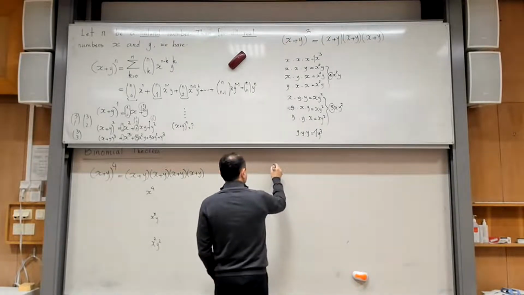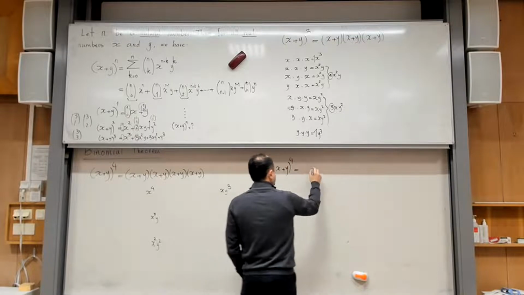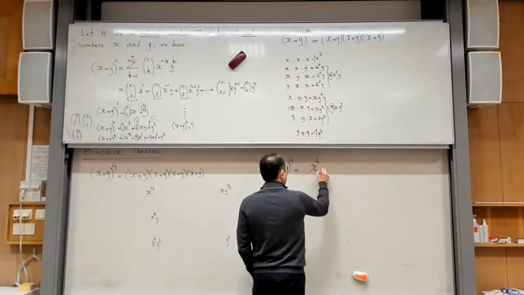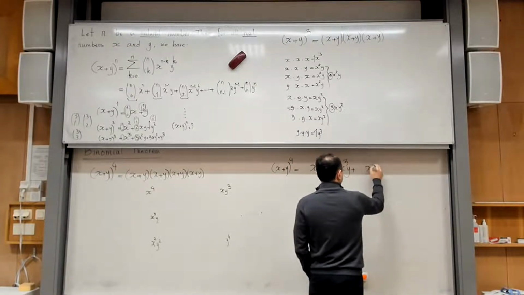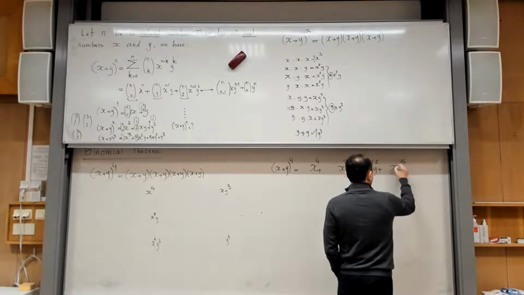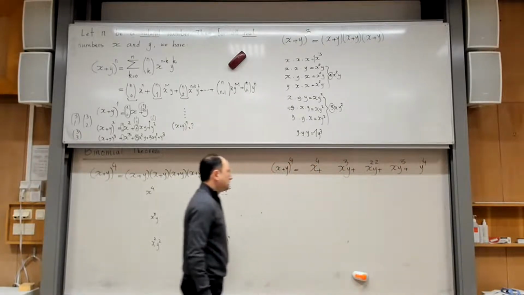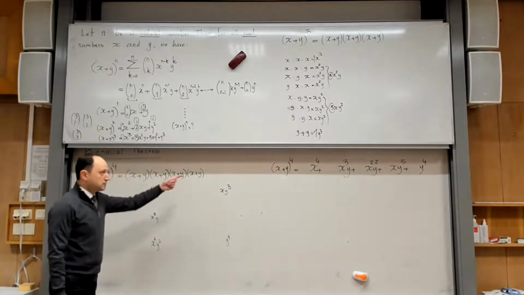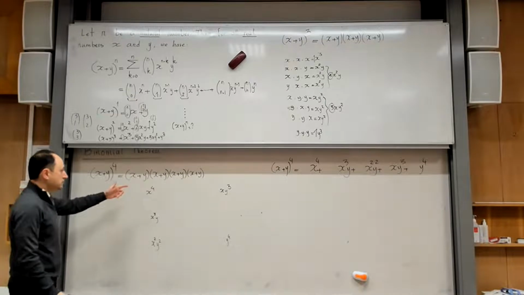If I ask you what is (x plus y) to the power of 4, you will realize that I will have x to the power of 4. I will have x to the power of 3 y. I will have x to the power of 2 y squared. And I will have x y to the power of 3. And I will have y to the power of 4. So this is not hard. The hard part is finding the coefficients. And the coefficients, by looking at it in this way, is also simple.